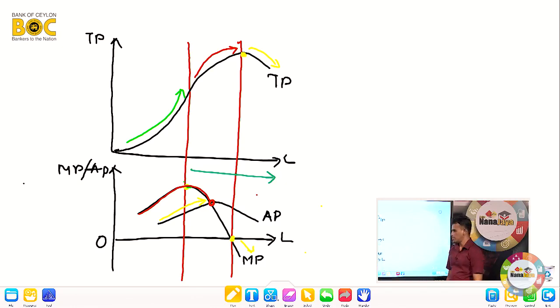And always the marginal product and the average product are equal to each other at the maximum point of the average product curve.